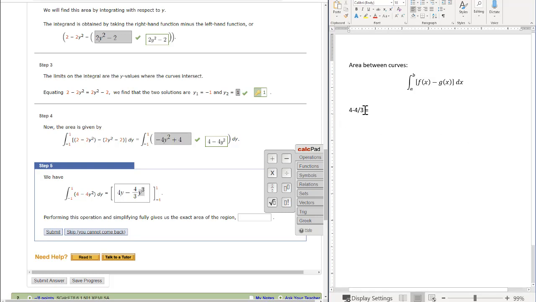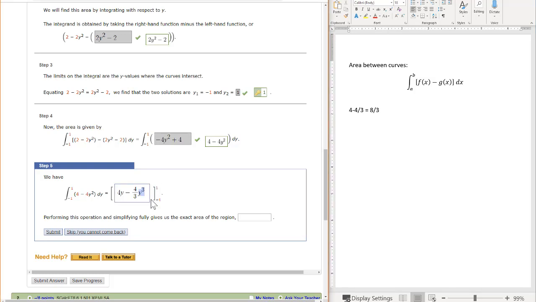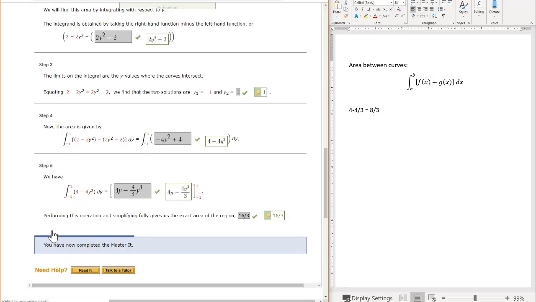That's 8 thirds when we put 1 in there. When we put in negative 1, we get minus a negative of that same thing, which is going to be the same. So we're essentially going to double this, so I think that's going to be 16 thirds. So that is going to be our final answer. I hope that helps.